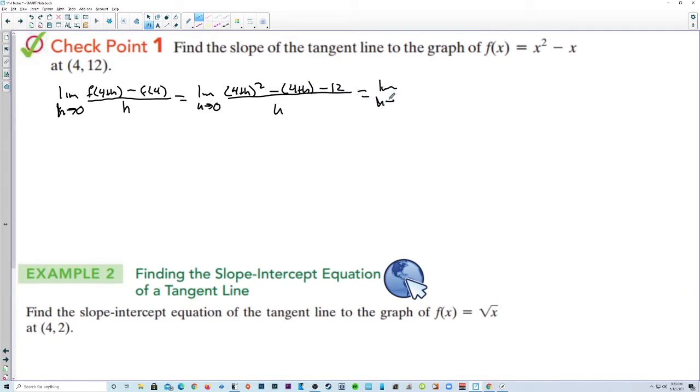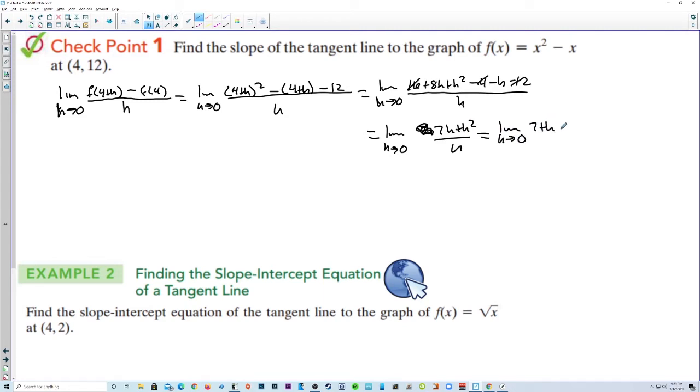Limit as h approaches 0 of 16 plus 8h plus h squared minus 4 minus h minus 12 over h. And again, the constants need to cancel, so all those cancel. We have the limit as h approaches 0 of 8h, actually it's going to be 7h. 7h plus h squared over h. We can factor an h out on the top, cancel with the one on the bottom. That's 7 plus h, so the slope is 7.